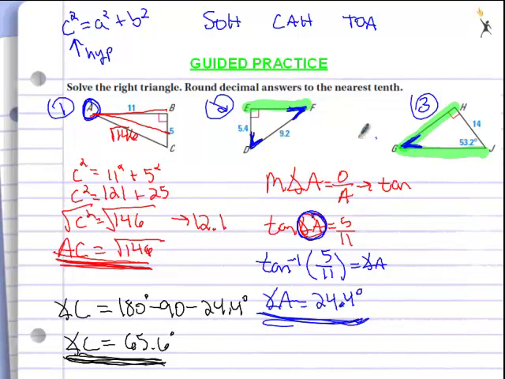You'll notice, in number 2, you need to give me 3 answers. A missing side and 2 missing angles. Number 3, you have 2 missing sides and 1 missing angle. So what I'd like you to do is pause the video and solve both of those problems right now. And then when you're ready to look at your answers, go ahead and replay the video.